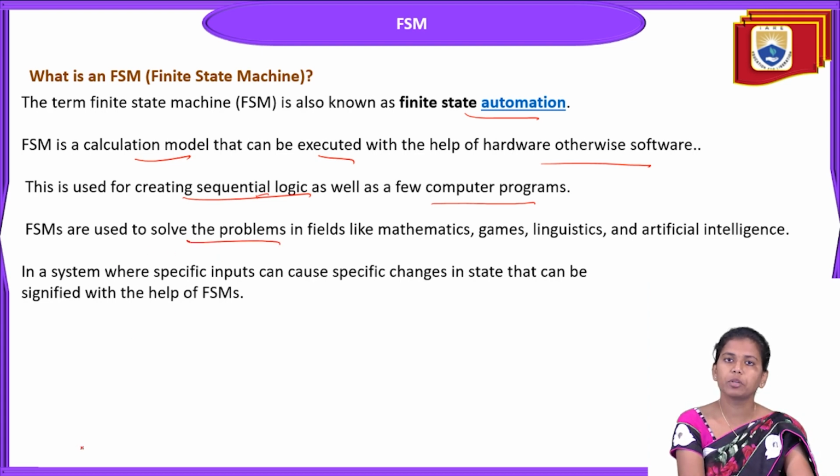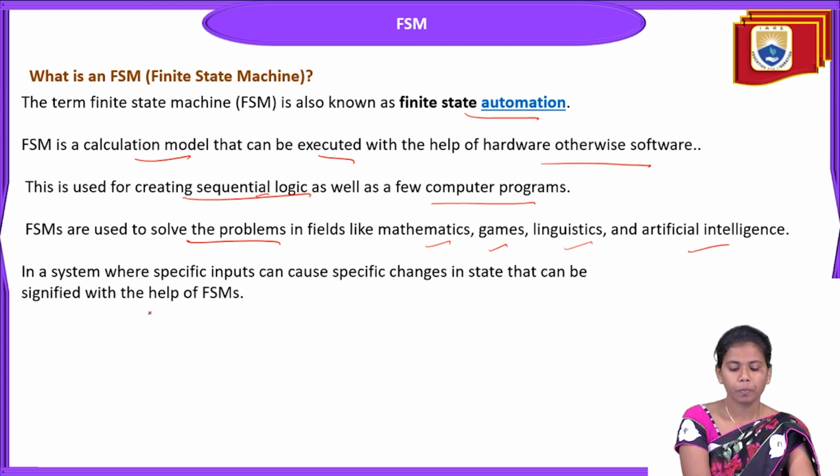So finite state machines help us to solve problems like mathematics, games, linguistics, and artificial intelligence. FSMs make us able to solve critical problems or easy problems in different areas like artificial intelligence, which is ruling the world now, linguistics, games, and mathematics as well.